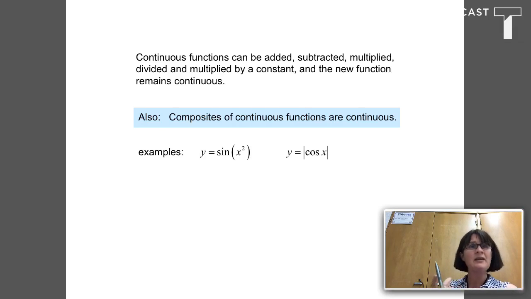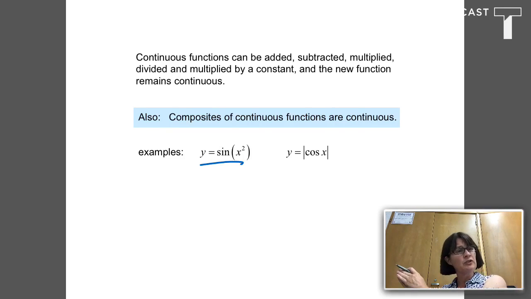So all polynomial functions are continuous. And you could add, subtract, multiply, or divide two continuous functions to get another continuous function. You could compose two continuous functions and you'll have a result that is still continuous. So if you don't remember this concept of composition, here I have y is the sine of x squared. That's a composition of the sine function, which is continuous, and the x squared function, which is continuous. I can know that the result will be another continuous function.